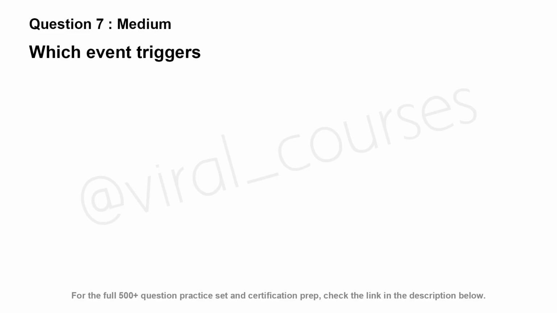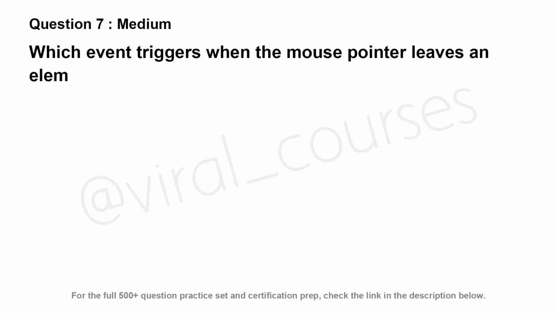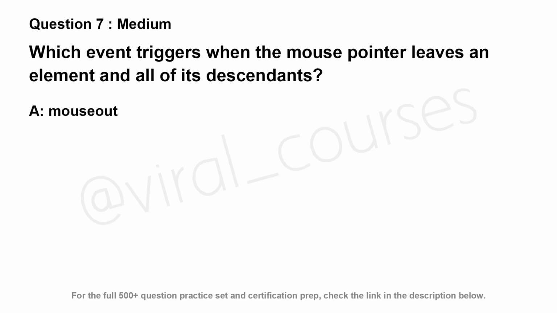Which event triggers when the mouse pointer leaves an element and all of its descendants? Option A. mouseout. Option B. mouseleave. Option C. mouseover.